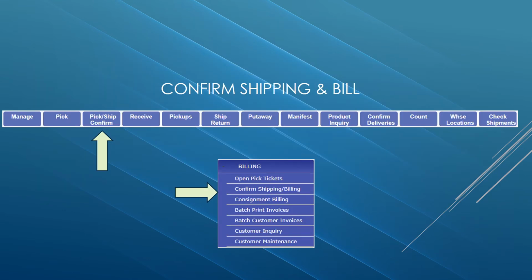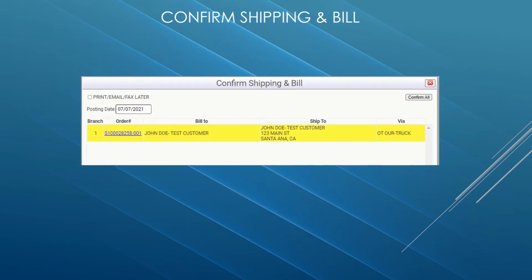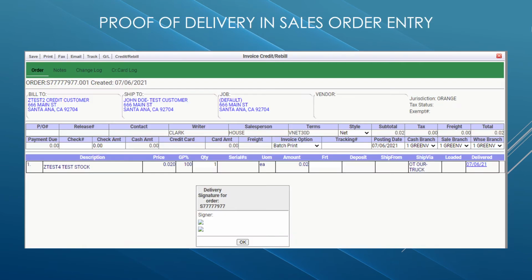Confirm shipping and bill. This is normally done by the AR and billing department after the deliveries are confirmed. Any final corrections to the orders are made at this point. Confirming will batch the invoices for printing and emailing. If you enter the sales order after the delivery has been processed, it will show the delivery date, the receiver's signature, and pictures if any were taken.